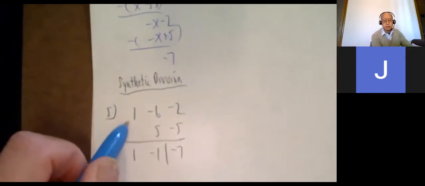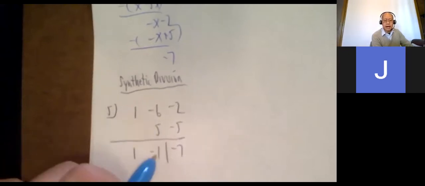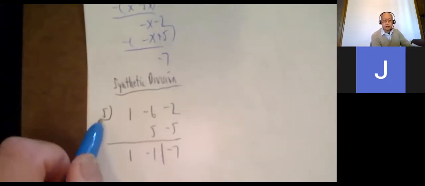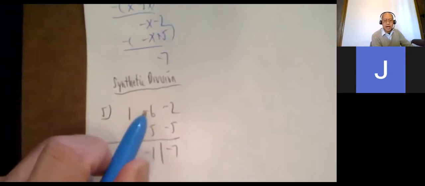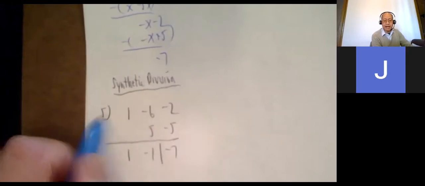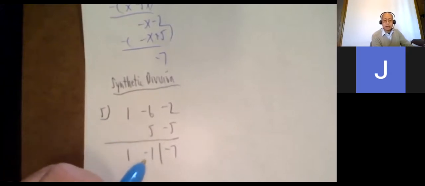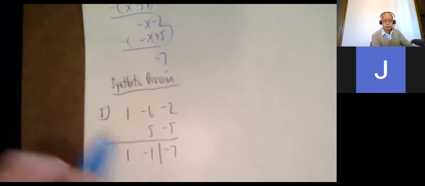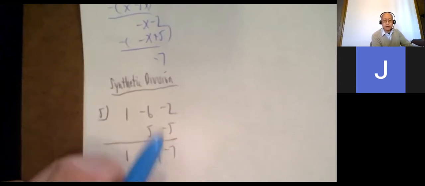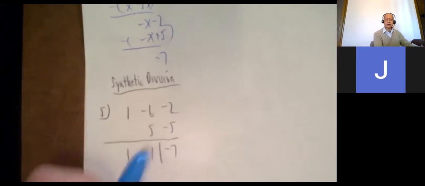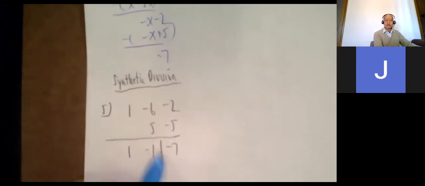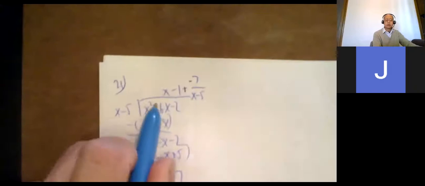Okay. So bring this down. Multiply, add, multiply, add. So it goes 5 times 1 is 5. Add instead of subtract, because I'm adding the opposite. Negative 6 plus 5 is negative 1. 5 times negative 1 is negative 5. Negative 2 and a negative 5 makes negative 7. 1, negative 1, remainder is negative 7.